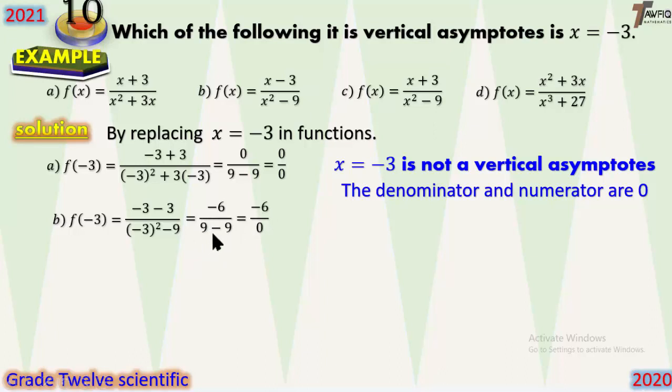Minus 6, 9 minus 9 is 0. Therefore, minus 6 over 0, which is not 0 over 0, therefore x equals minus 3 is a vertical asymptote. That means B is the correct answer.